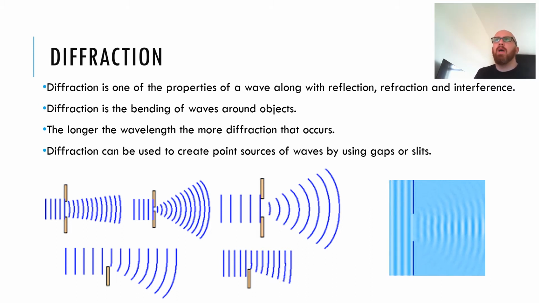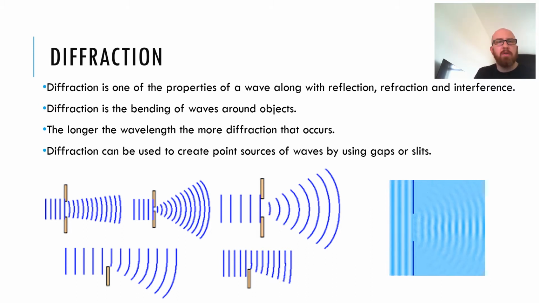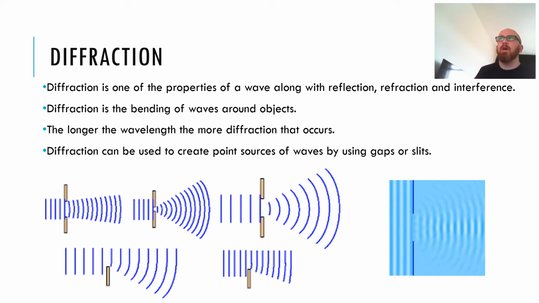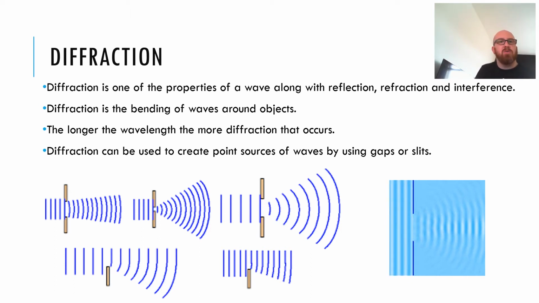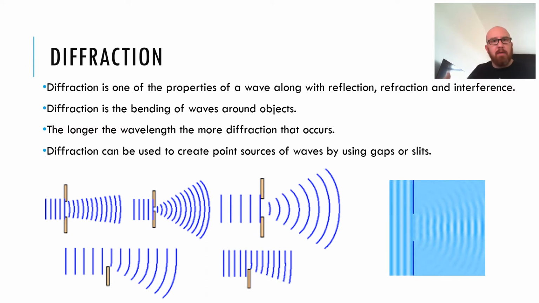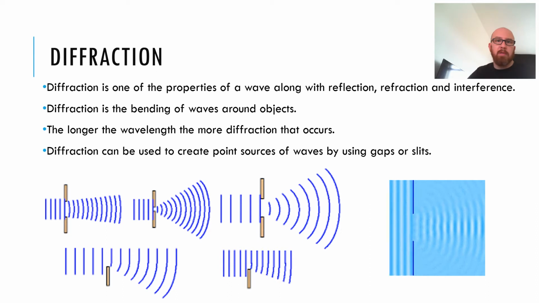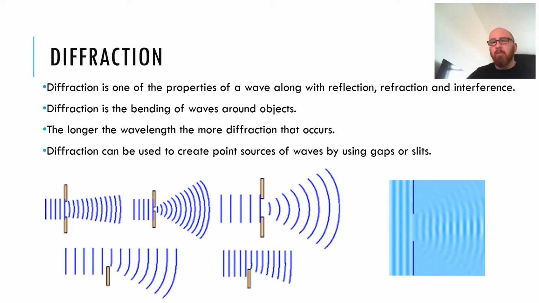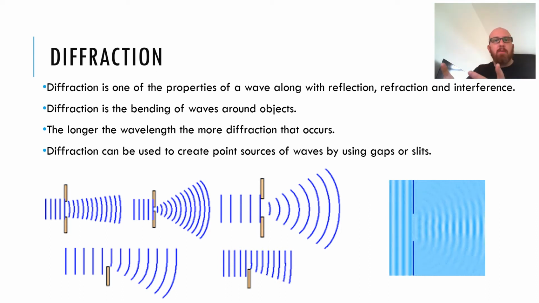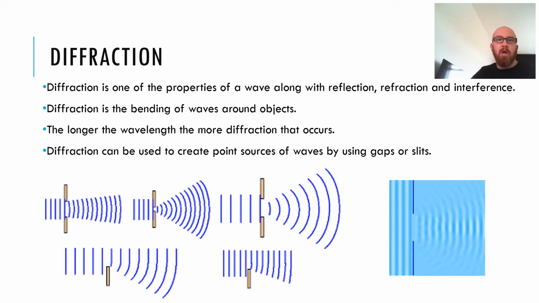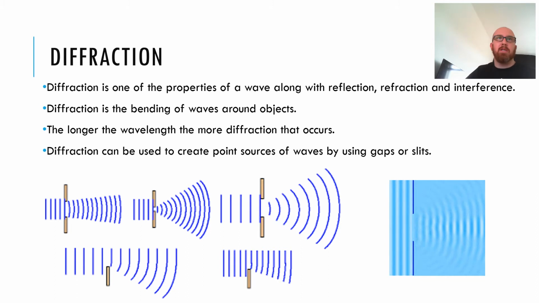Okay, so first of all, what is diffraction? Diffraction is one of the wave properties, including reflection, refraction and interference. So if something diffracts, interferes, reflects or refracts, then it is a wave and it has wave properties. There's also, remember, wave-particle duality, where particles can also behave like waves, and if a particle diffracts, then it has wave-particle duality properties, such as an electron. Now, diffraction is the bending of waves around objects.